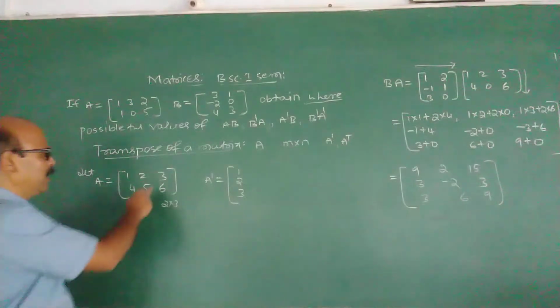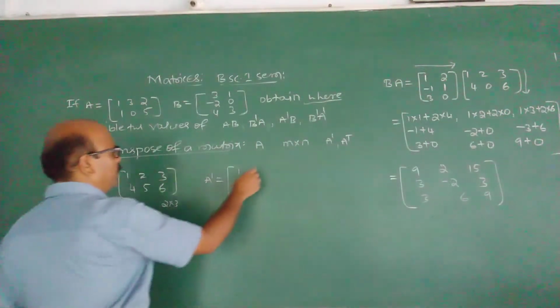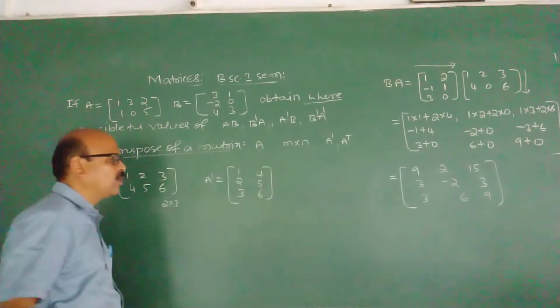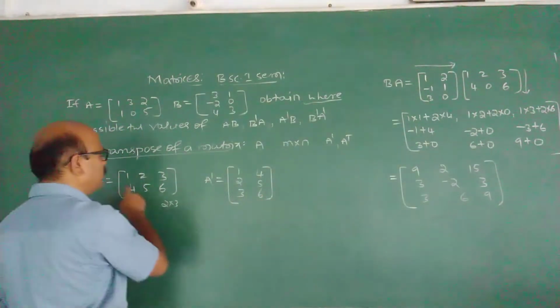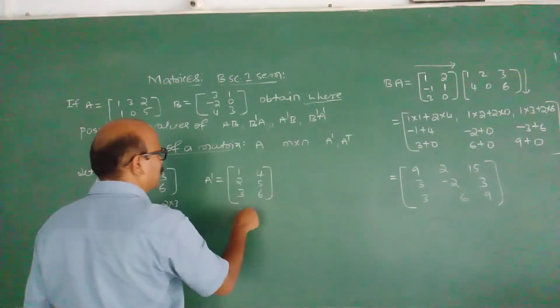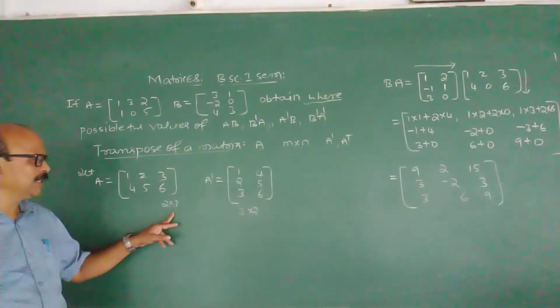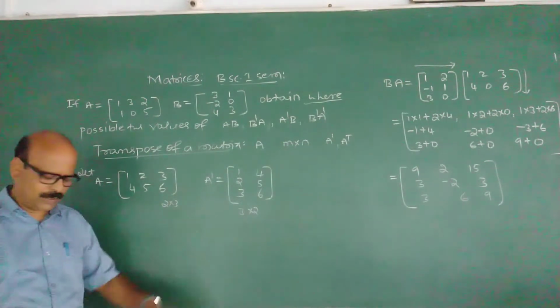1, 2, 3 is the first row here. I make that the first column. Second row is 4, 5, 6. Make that the second column. This is called transpose of A. And what is the order of this? It will be interchanged here. A has order 2 by 3, its transpose has order 3 by 2.